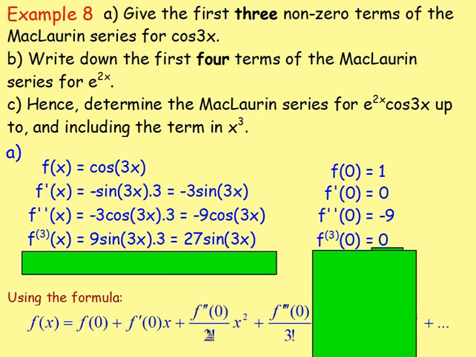So that's definitely not going to be 0. But this third one, again, is going to be 0, because we'd have the 0 over the 3 factorial. It's just going to be 0. So we've only really got the 2 terms. So we need a third one.